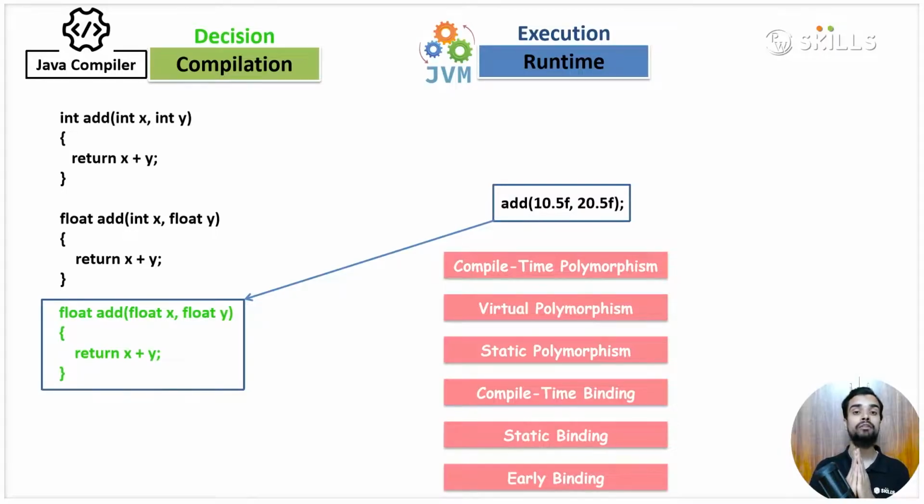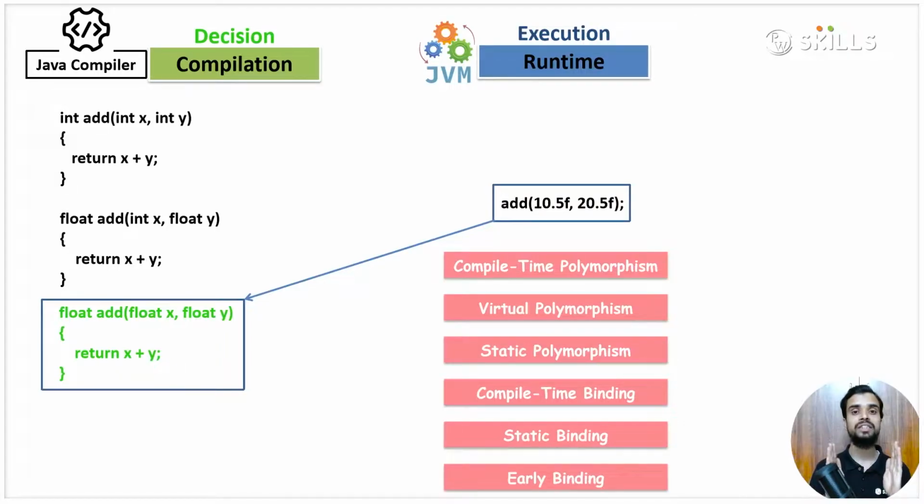Hence, it is also referred to as static polymorphism, compile time binding, static binding, early binding. You will realize going forward in the course, there is also something called runtime polymorphism, real polymorphism, dynamic polymorphism, and that is not going to be achieved using the concept of method overloading. That is going to be achieved using the concept of method overriding.